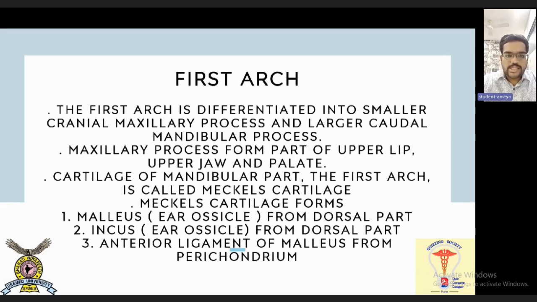Now, let's really go into the topic, which is the first arch. So first arch is differentiated into a cranial maxillary process and a larger caudal mandibular process. So the cartilage of the mandibular part of the first arch is called the Meckel's cartilage. And the Meckel's cartilage forms the malleus and incus from the dorsal part, and the anterior ligament of malleus from the perichondrium.